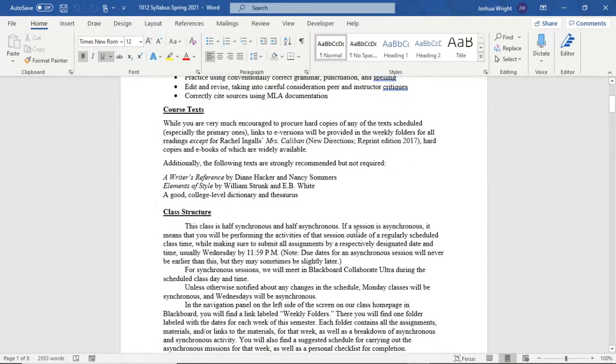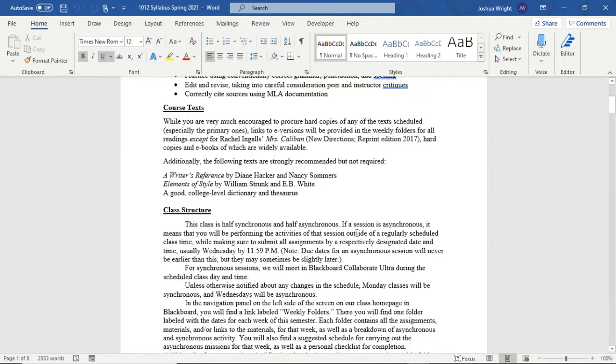All right, so for course text, as we talked about in our synchronous session, there's only one course text you need to buy, which is Mrs. Caliban by Rachel Ingalls, a very slim volume, a novella. There are e-versions available if you have a Kindle or something like that. I guess you can read it on your computer as well, but you'll have to purchase it, whether it's an e-version or a hard copy. But this only cost me about $13, so it's not expensive, and I think the e-version is probably about the same. For everything else, e-versions will be provided to you.